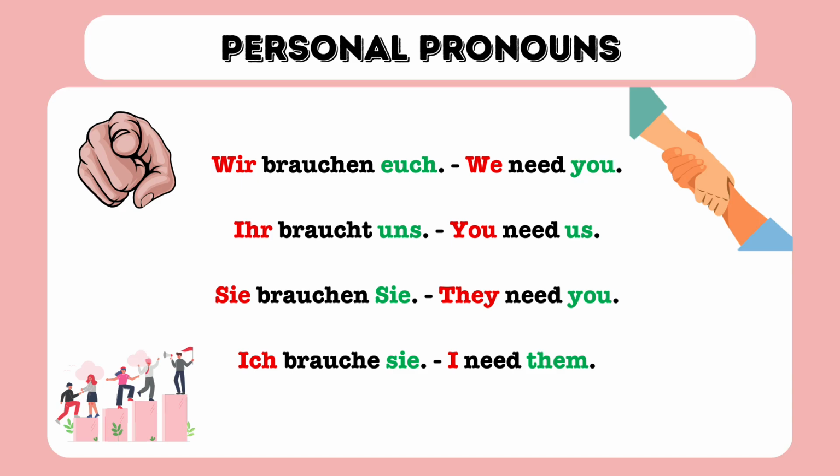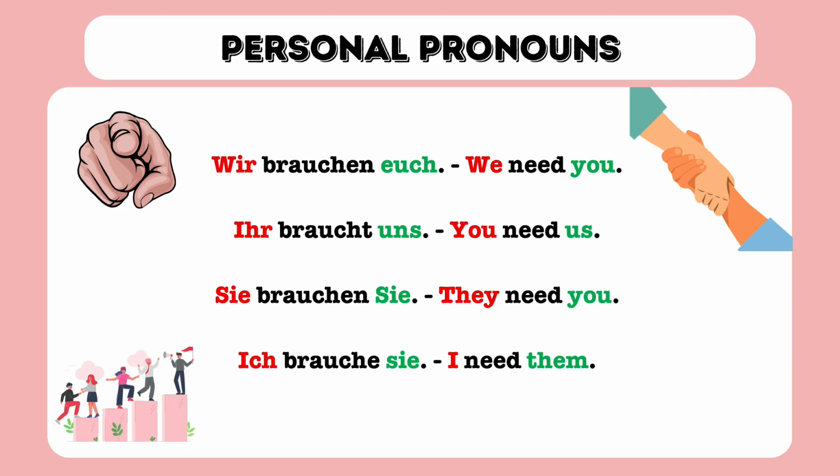Ihr braucht uns. You need us. This time we used ihr as the subject and uns as the direct object. So instead of saying wir, we now say uns. Sie brauchen Sie. They need you. We can tell that this means they need you because Sie is capitalized in the second half of the sentence. Otherwise, we would not really know which sie we're using. Sie brauchen Sie. They need you.